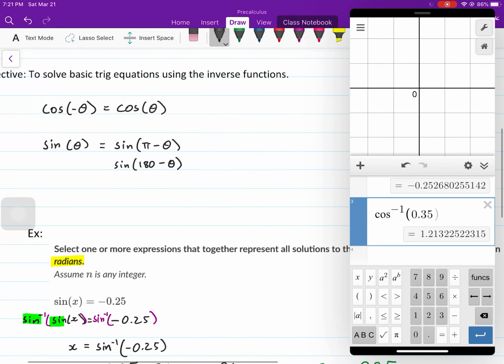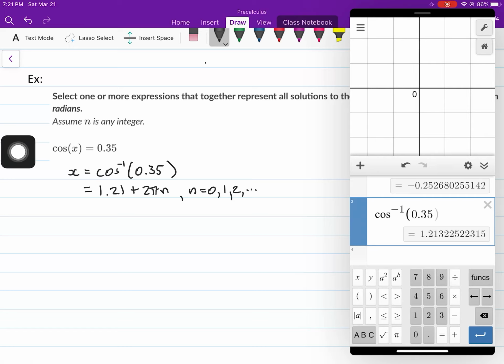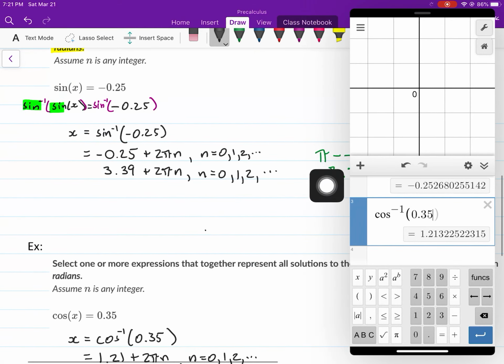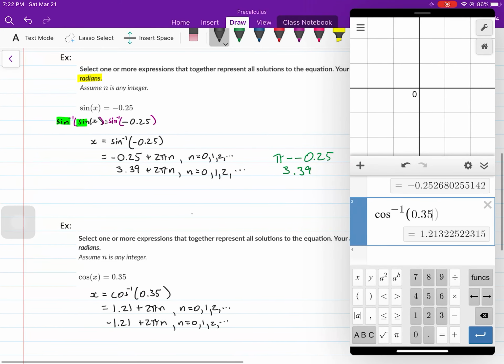And where's the other value? Now, our identity this time is a little bit different. Cosine of negative theta is the same as cosine of theta. So it's actually really easy. We're just going to put negative 1.21 plus 2 pi n for n equal to 0, 1, 2, and so on. The reason for this is because cosine of 1.21 is the same as cosine of negative 1.21, which would both spit out the 0.35. So with cosine, once you find that principal angle, just do the opposite of it, and that's the other one. For sine, you're going to do pi minus whatever that is, or 180 if it's in degrees. And that's it.